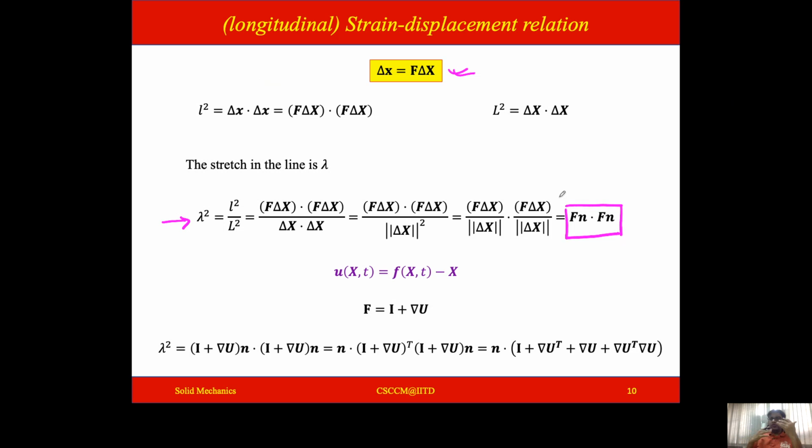Now, our initial goal, what was the initial goal? The initial goal as written here is to find out the relation between strain and displacement, and our displacement is u. So somehow we have to represent F as a function of u, right? So let us see how we can do that. How we can represent F, the capital F, as a function of u.